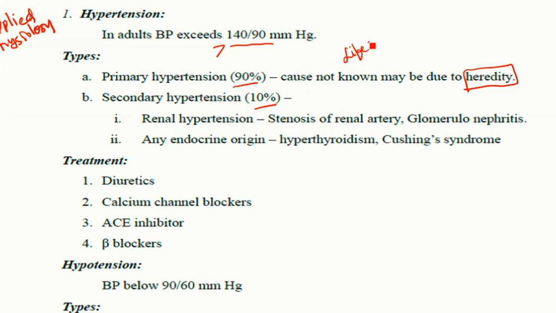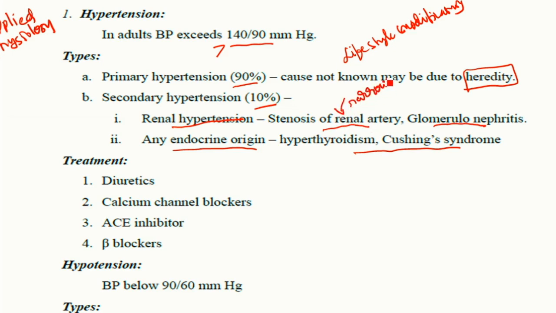Secondary hypertension is the remaining 10%. If any endocrine gland is involved, such as hyperthyroidism or Cushing's syndrome, it also causes hypertension. Renal causes include stenosis of the renal artery and glomerular nephritis. What is the meaning of stenosis? Narrowing of the renal artery. These are all secondary hypertension. Treatment would be diuretics, calcium channel blockers, ACE blockers, and beta blockers.